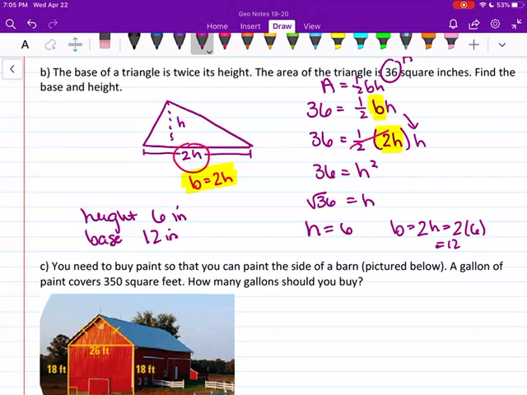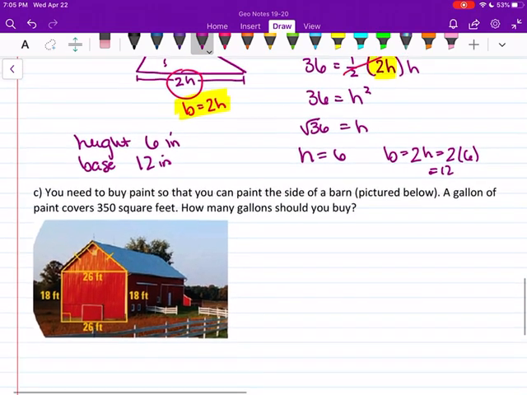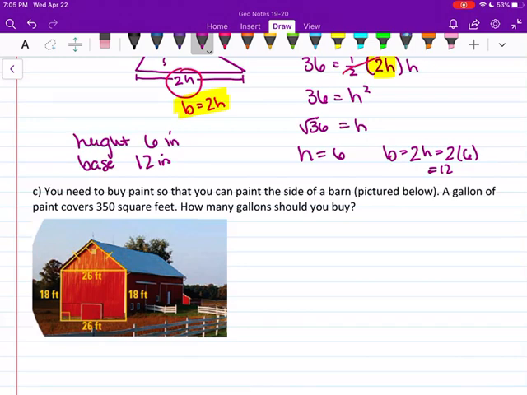All right, here is our next and last example. It says you need to buy paint so that you can paint the side of a barn, pictured below. A gallon of paint covers 350 square feet. How many gallons should you buy? All right, so let's first figure out the area of this barn. So I'm going to redraw it over here.